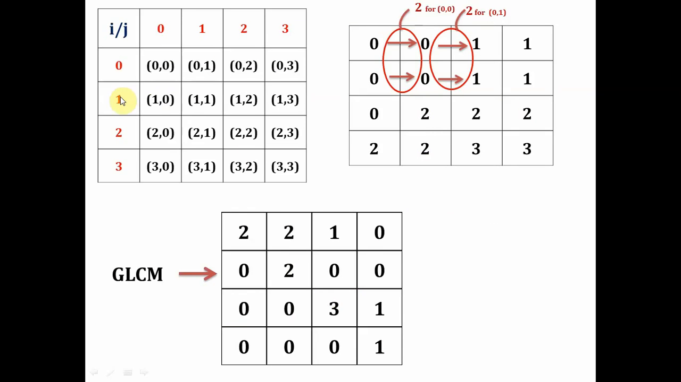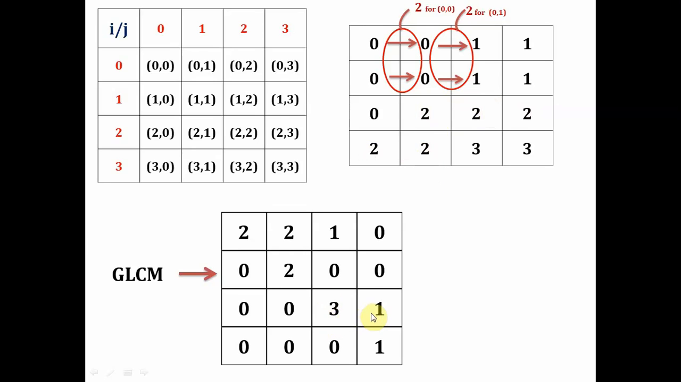Then you have to find the 1 1 combination. Yes, along the 0 degree you have two combinations. Then 1 2: you don't have any combination. For 1 3, you don't have any combination. For 2 0, none. For 2 1, none. For 2 2, three combinations are there in 0 degree: first, second, third. So you have three repetitions of i after j.